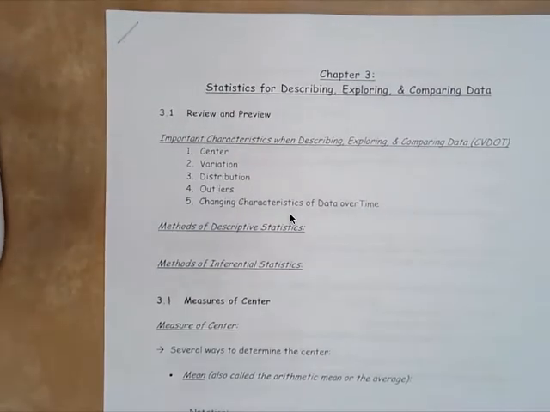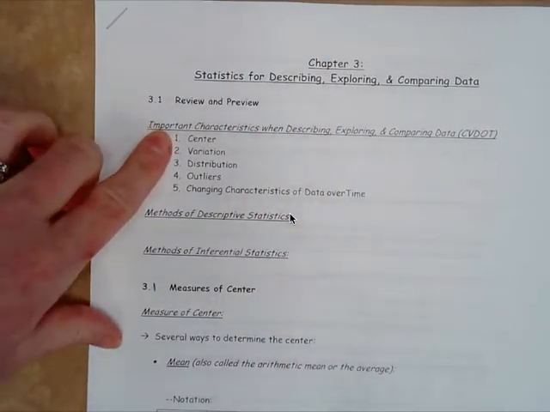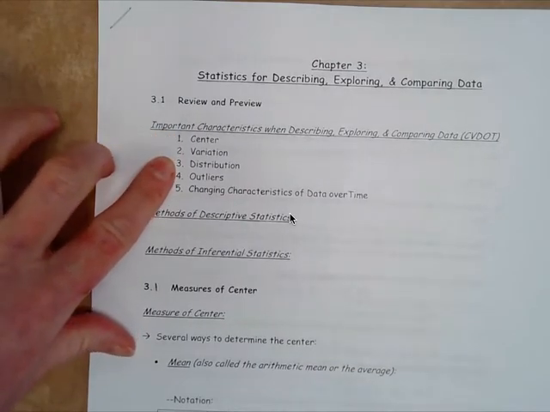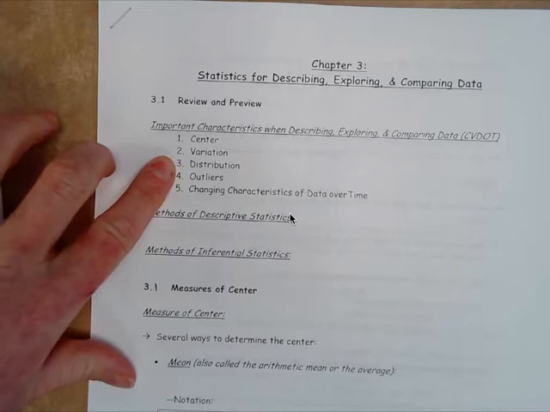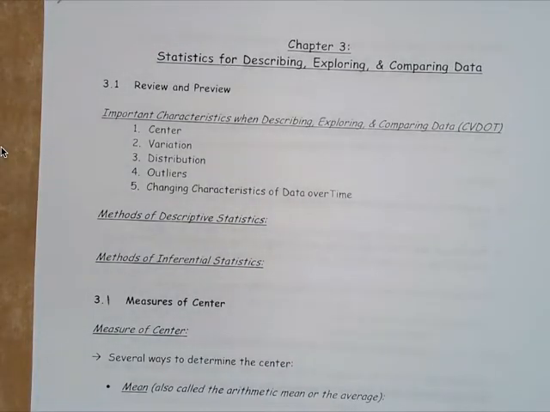Chapter 3 is about describing, exploring, and comparing data. So just a little review: we're going to look at the center, variation, the distribution, which is also called the shape, any outliers and how they affect the data, and then changing characteristics of data over time.